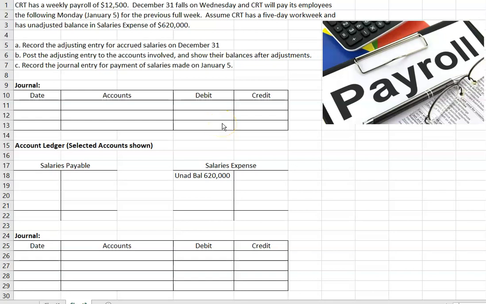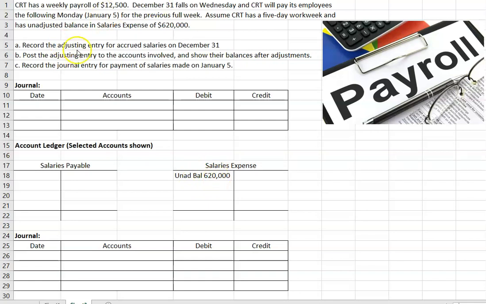Okay, so this problem is going to ask us to accrue payroll and then post the journal entry and then make the subsequent payment to our employees on the payroll date. So it says that CRT has weekly payroll of $12,500. December 31st falls on a Wednesday, and CRT will pay its employees the following Monday, which will be January the 5th, for the previous full week. We assume CRT has a 5-day work week and has unadjusted balance in salaries expense of $620,000, which we can see here in our T account.